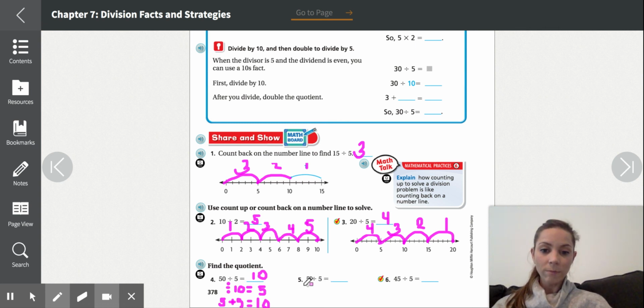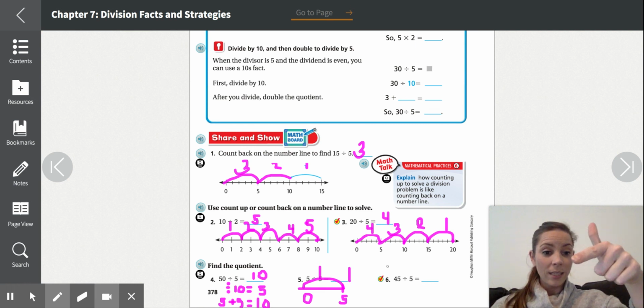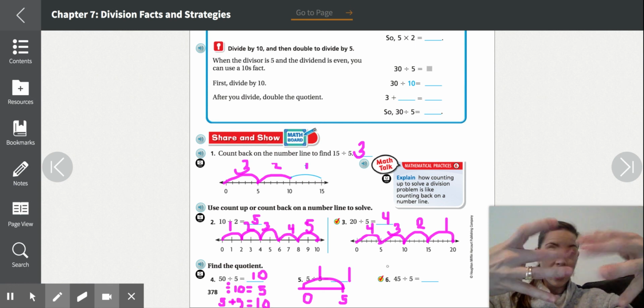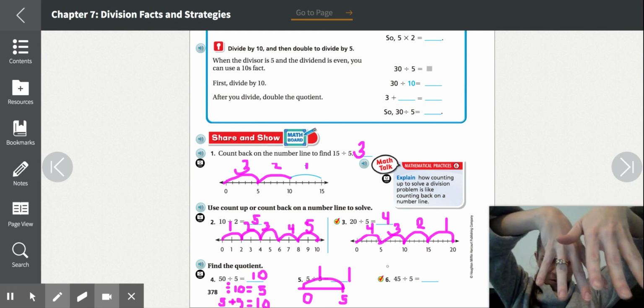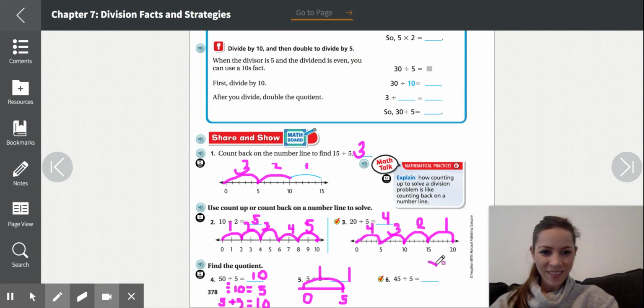5 divided by 5. I can think of it on a number line again. If I start at 5 and I jump back, a group of 5, I get to 0. How many times did I jump back? Just once. So 5 divided by 5 is 1. Okay, 45 divided by 5. Maybe this time I'm going to count by 5s on my fingers. 5, 10, 15, 20, 25, 30, 35, 40, 45. How many is that? Hard to fit it all on the screen. 9. Did you get 9? Good job if you did.